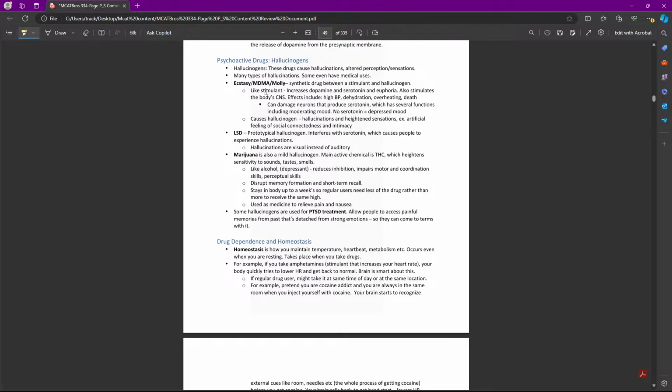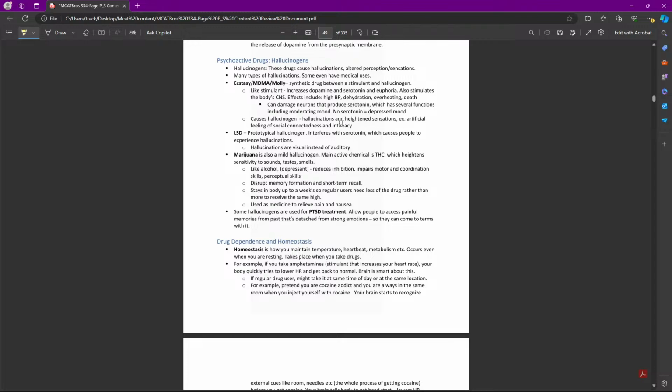Hallucinogens are used to alter perception and sensations. There are many types, and some have medical uses. Ecstasy, MDMA, and Molly are synthetic drugs that act as both stimulant and hallucinogen. Like a stimulant, it increases dopamine, serotonin, and euphoria. It also stimulates the body's central nervous system. Effects include high blood pressure, dehydration, overheating, and death. It can damage neurons that produce serotonin, which has several functions in moderating mood.